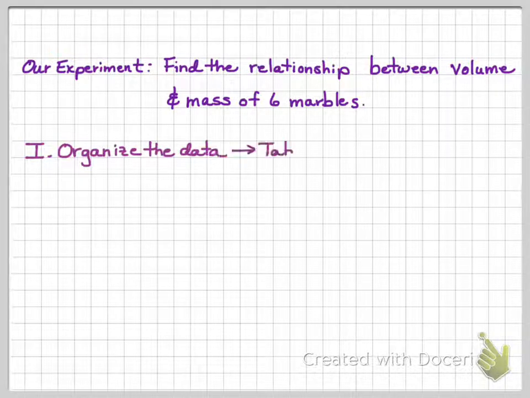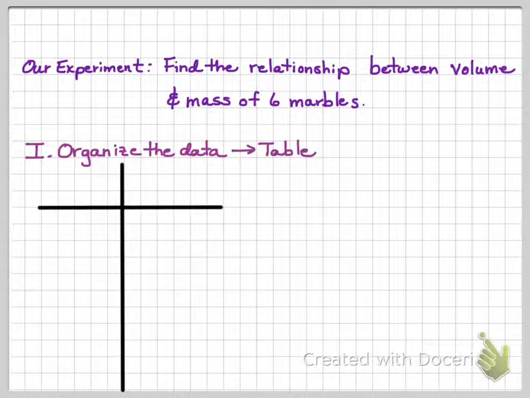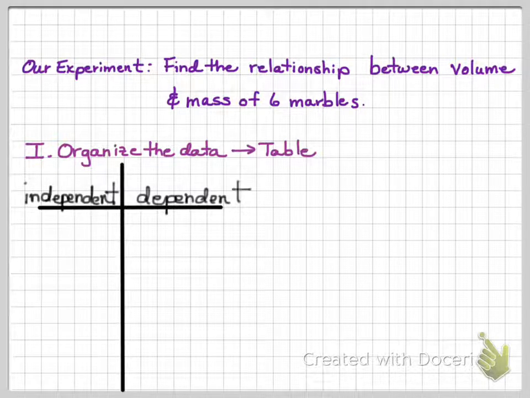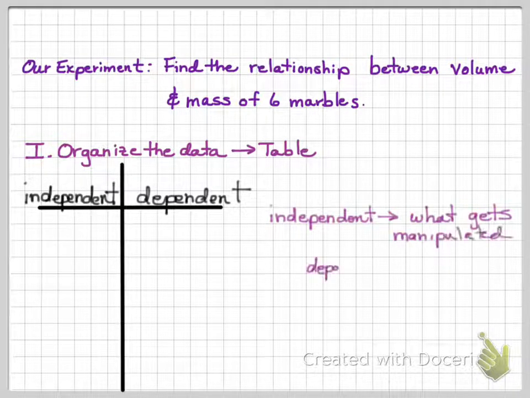The first thing we want to do is organize our data. One way to do it is to use a table. In our experiment, the independent variable is volume, which we measured in cubic centimeters, and the dependent variable is mass, measured in grams. Remember, the independent variable is what is manipulated.